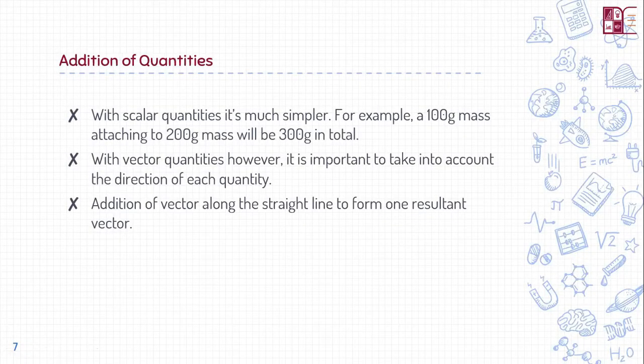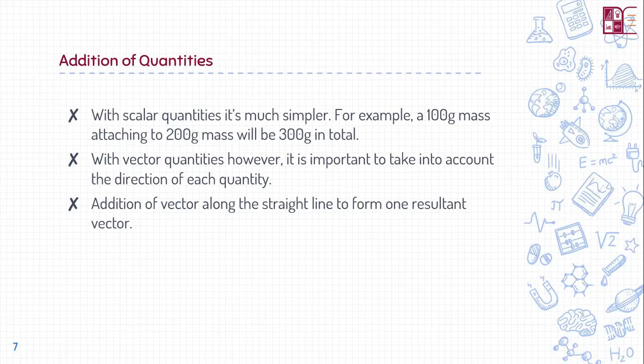The addition of quantities. Now, with scalar quantities, it is very simple and straightforward. Since there is no direction attached to any of these quantities, you're simply just basically adding all the quantities together. So let's say 100 gram of mass is being attached to a 200 gram mass. Since there is no direction attached, you're just simply adding 100 grams plus 200 grams, that is 300 grams in total. Now, for vector quantities, however, there are a few other approaches that we need to take into account.